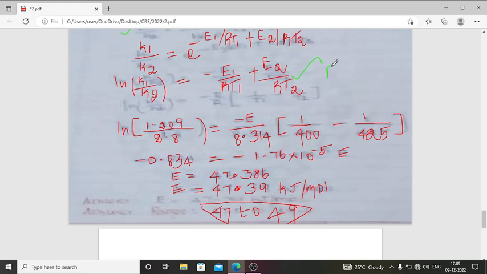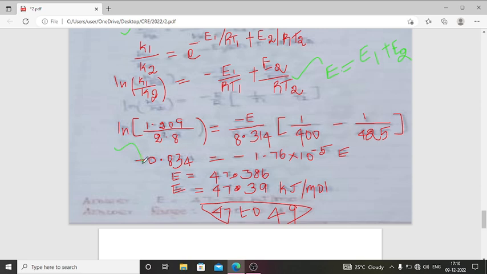Are you clear? So take E1 plus E2 is equal to E. R is a common term; R is given as 8.314. Taking it outside, minus E by 8.314, since E1 plus E2 is E. So minus E by 8.314 into 1 by 400, this is the T1 value, minus 1 by 425, this is the T2 value. Substitute all this data here.